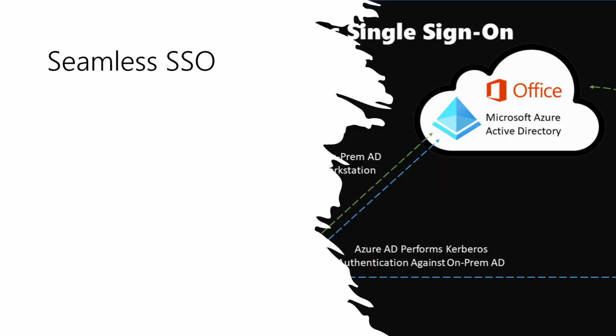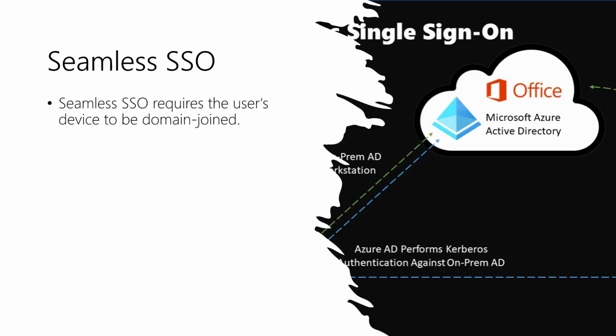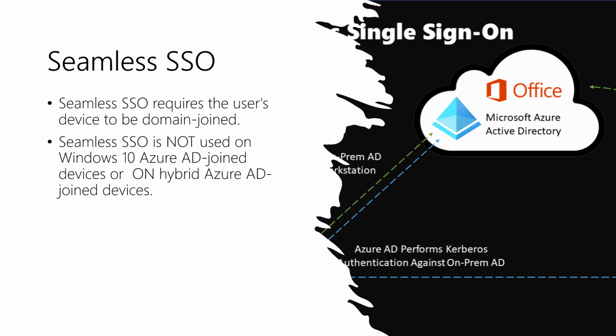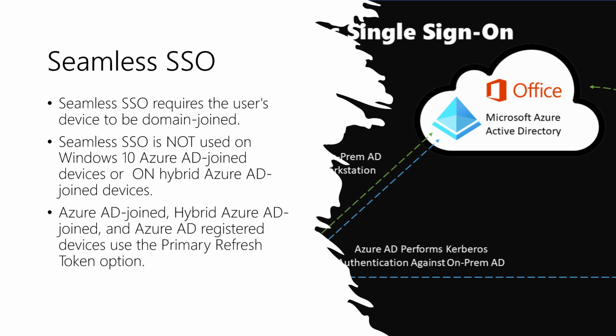To use Seamless SSO, the user's device needs to be domain joined. However, it's important to note that it's not used on Windows 10 Azure AD joined devices or hybrid Azure AD joined devices. This is because SSO on Azure AD joined, hybrid Azure AD joined, and Azure AD registered devices uses the Primary Refresh Token option. Primary Refresh Token is also referred to as PRT.